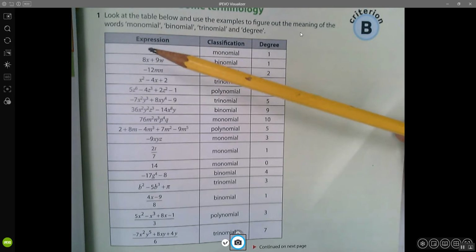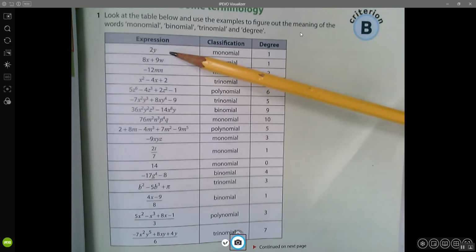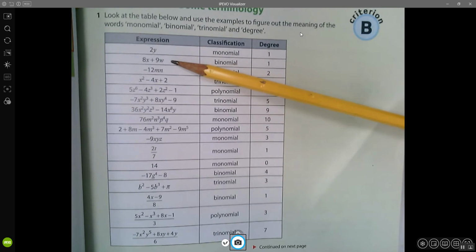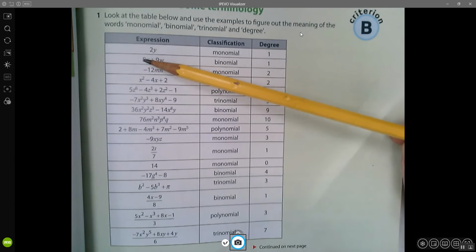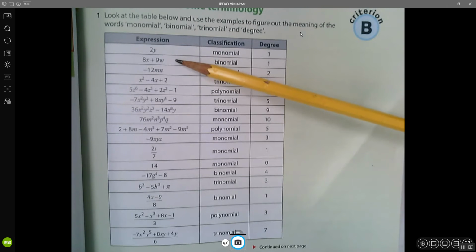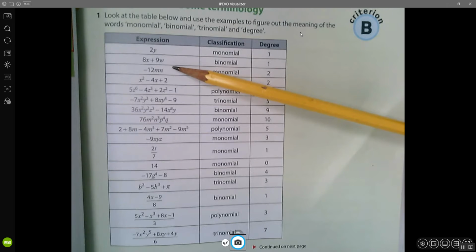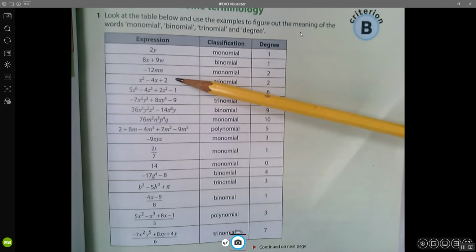But before we do that, looking at the second one, 8x plus 9y. How many terms have we got? 2 terms, okay? So we've got this term and this term. What is the coefficient of the second term? Yeah, 9, good, because remember the coefficient is just the number in front of the variable.